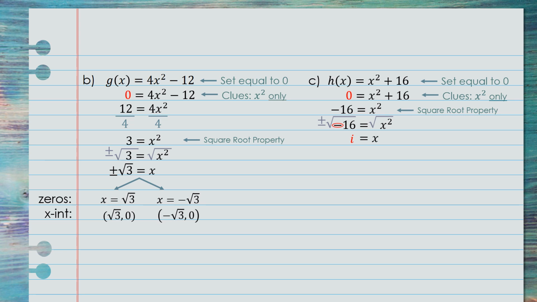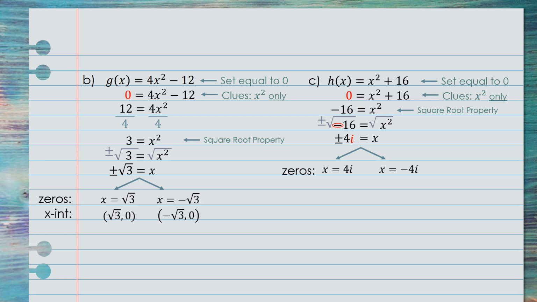So we've taken care of the negative under the radical, which means we still have square root 16. Well, we know the square root of 16 is 4, and we can't forget about the plus or minus. Since we have the plus or minus, we have two separate solutions, two separate answers, which we do need to separate. That means we have x equals positive 4i and x equals negative 4i. And again, what do we call these? These are our zeros.